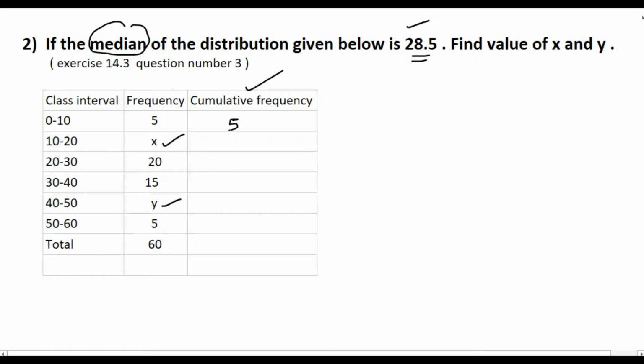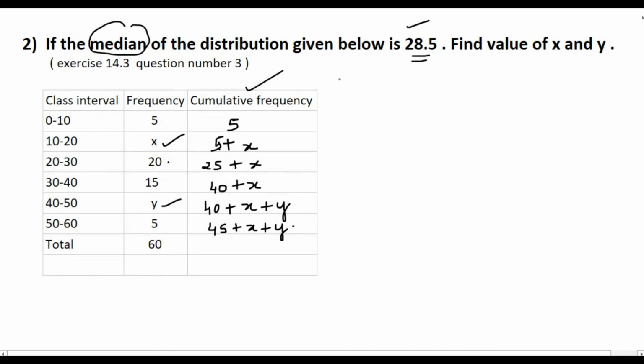The first frequency you will write as such, 5. For the second one, we cannot add 5 and x because they are unlike terms, so I will write 5 plus x. Now 20 plus 5 is 25, and that x you have to keep on adding, 25 plus x. Then 25 plus 15 is 40 plus x. Now next is y, so 40 plus x plus y. Then 40 plus 5 is 45 plus x plus y. So this is our cumulative frequency.